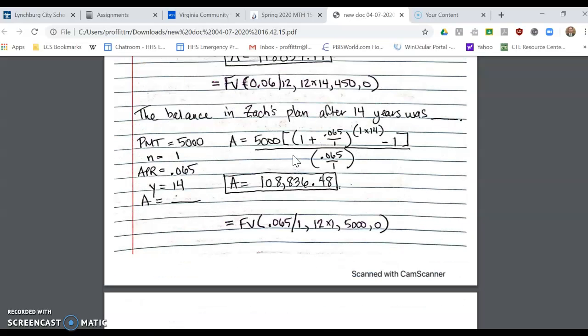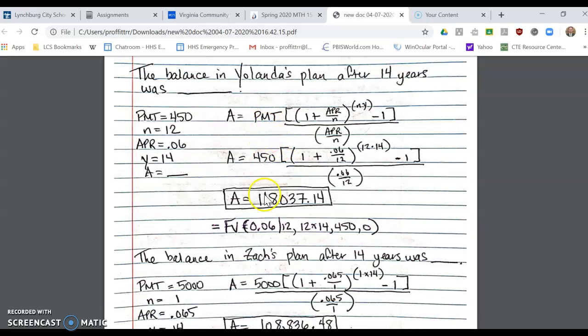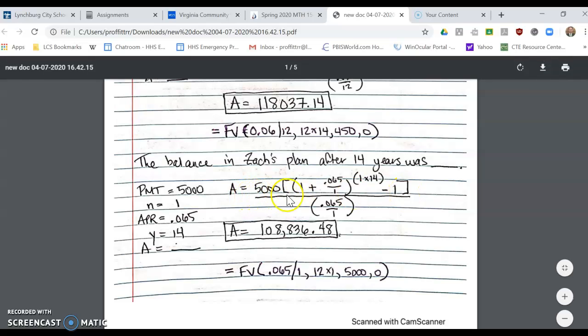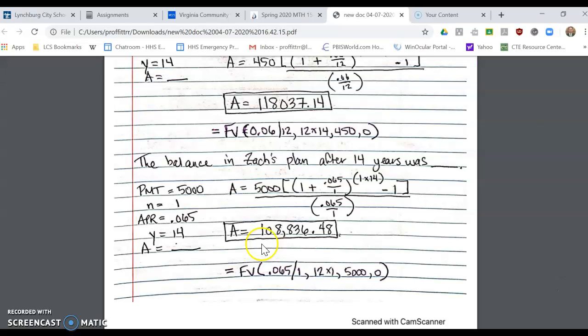savings plan formula, and we're going to type in the 5,000 for our payment. Open up a set of parentheses, open up a set of parentheses, 1 plus his APR is 0.065 divided by n, which this time the n is 1, it's not 12. Close parentheses, and we're going to raise that to the power n times the years is 14, so the power is 14. Don't forget your minus 1, close your parentheses, and you can divide that whole thing by 0.065. And when you type that in, if you type that in correctly, that's going to give you $108,836.48.